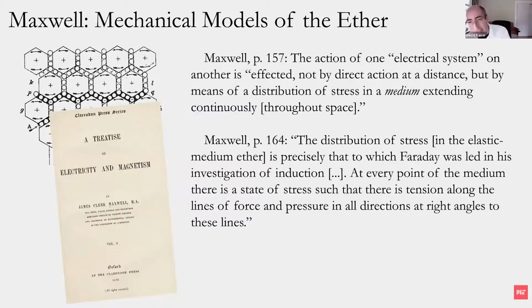And again, he gives us hints about this even in the brief excerpt from Maxwell's treatise that I assigned for today. So he talks about how the action of one electrical system on another is effected not by direct action at a distance, not the way Newton had said, but rather by means of a distribution of stress in this elastic medium, the ether, extending continuously throughout space. Likewise, he says a few pages later in the excerpt, the distribution of stress in this medium, this ether, is precisely that to which Faraday was led in his investigation of induction, of the fact that a moving magnet can induce electrical effects, like an electric current.